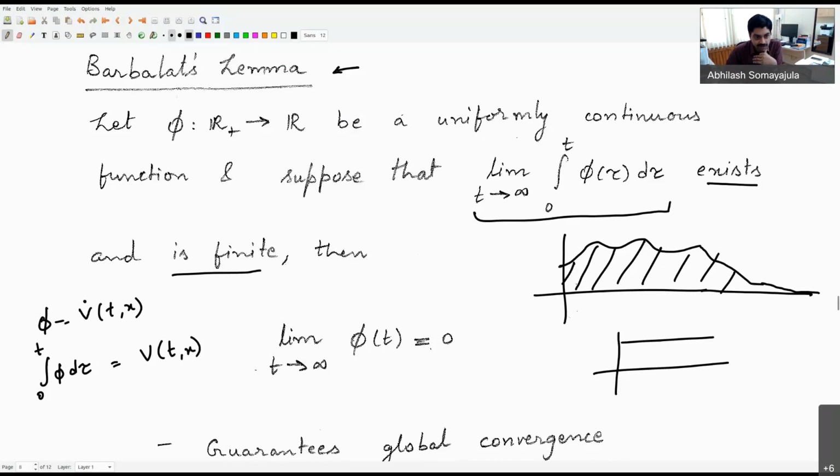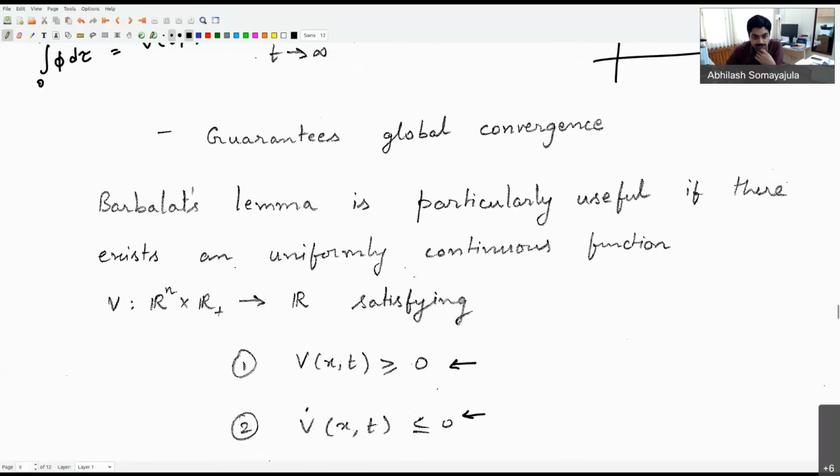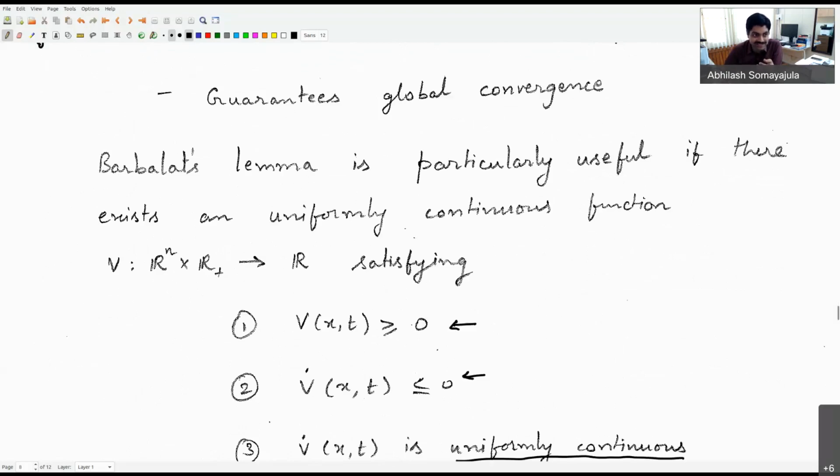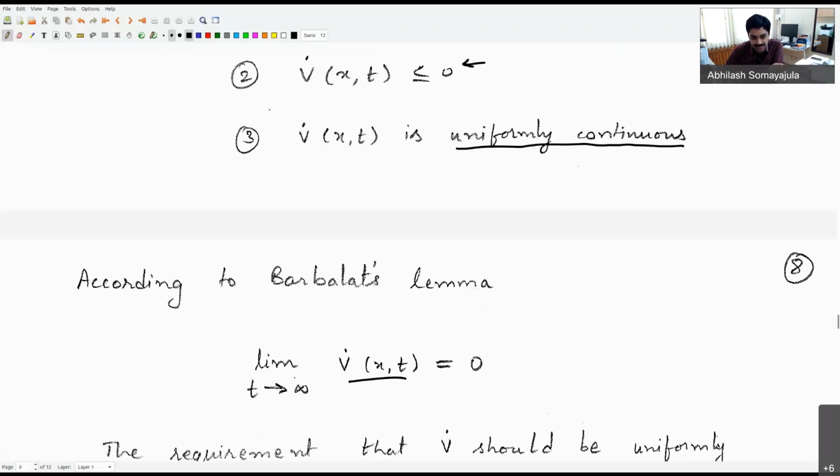If phi is v dot, then the integral of phi will be v, right? So as long as v of t comma x exists and is finite, because this Lyapunov function must exist over our entire domain, some value it must have, right? As long as it exists, I can show using Barbalat's lemma that as t tends to infinity, v dot will go to 0.